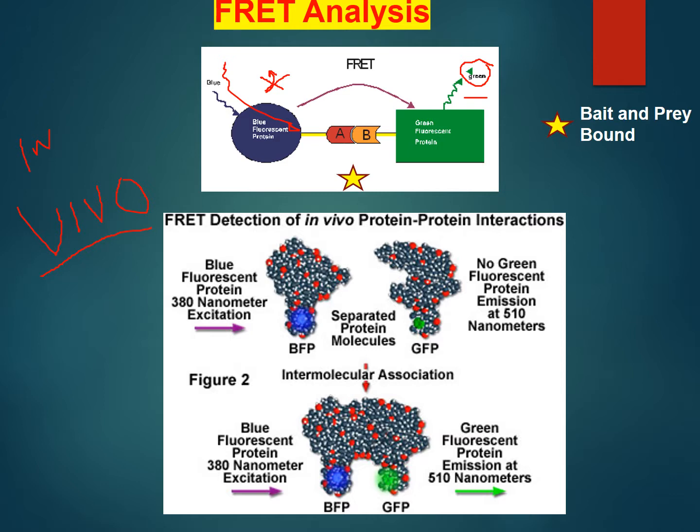If A and B do not bind and you excite it with blue, then you would only see where A was because it would be lighting up blue. Green would not be visible unless you excited at the green wavelength. And so you start with blue, but you end up with green. That means the bait and the prey are bound. You excite blue and you get no green. That means A and B are not bound.